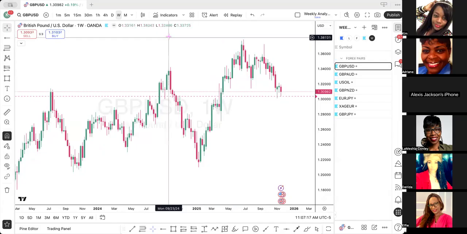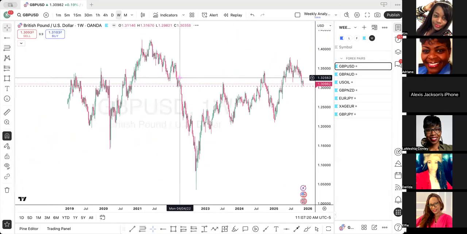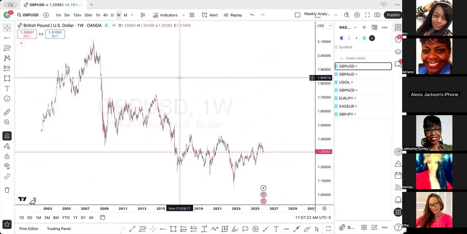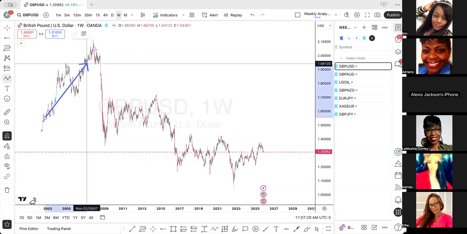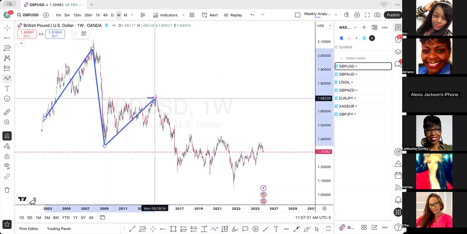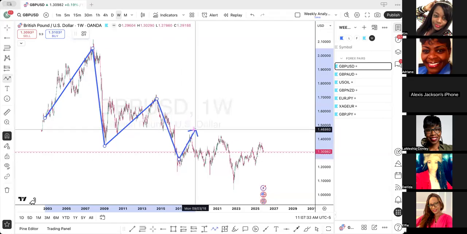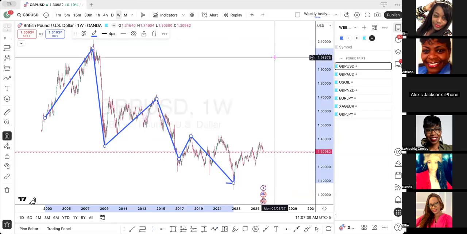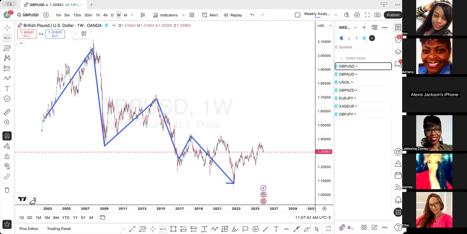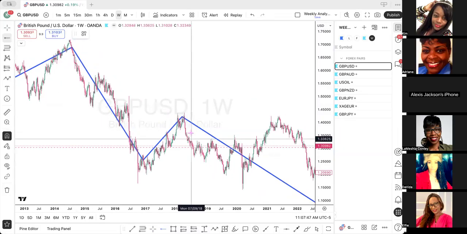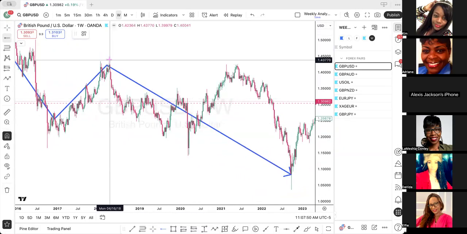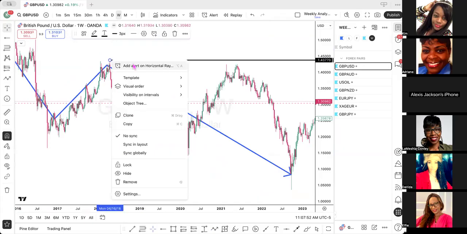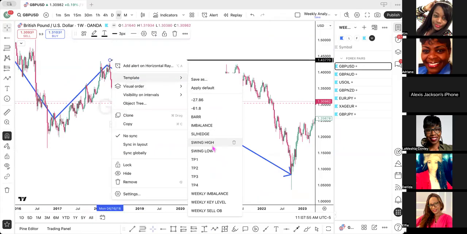All right, so GBP USD, we're on the weekly. We're looking at the big picture. As always, we're looking at market structure. So we've gone here to here, here to here to here to here. That's the structure. So we're currently in this higher time frame structure with this being the current swing high.